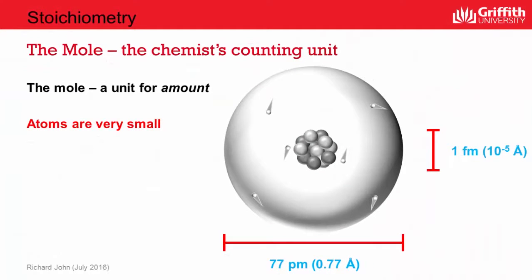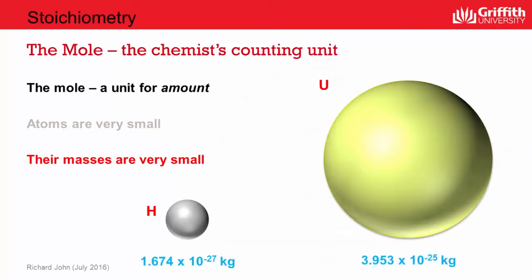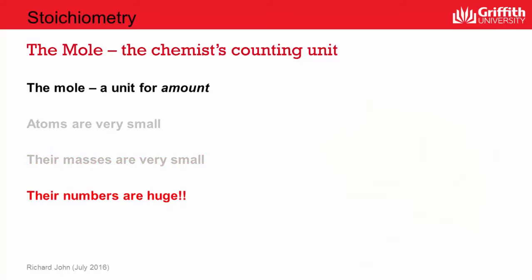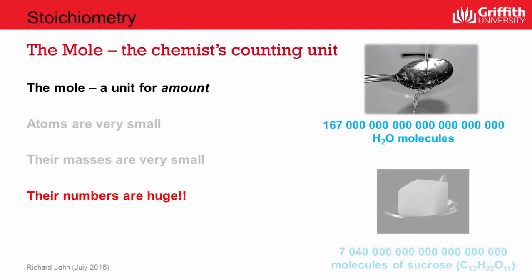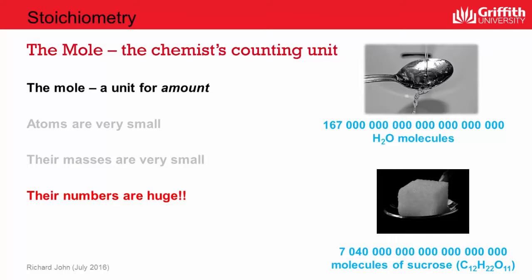By now we know quite a few things about atoms, molecules and ions. We know that they're very small, of the order of picometers, and the nuclei of the order of femtometers. We know that their masses are also very small, of the order of 10 to the minus 27 kilograms up to 10 to the minus 25 kilograms. And we also know that their numbers are huge. Even very small samples of matter, for example, a teaspoon of water contains that many molecules of water. A cube of sugar contains that many molecules of sucrose.